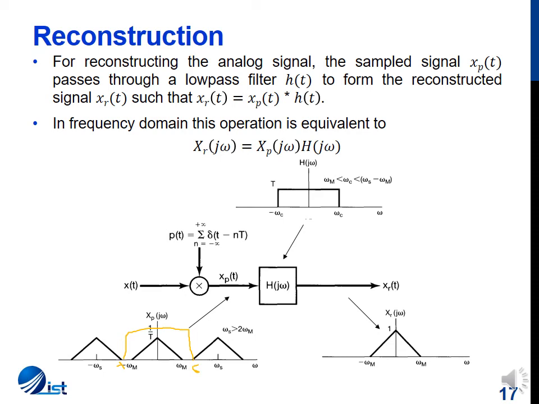So as long as the sampling theorem is ensured, the sampling frequency is greater than twice the maximum frequency of the signal, and we choose a filter with a cutoff frequency omega c which is between omega m and omega s minus omega m, we can ensure that our original signal is recovered. This reconstruction process takes place when we perform the digital to analog conversion.